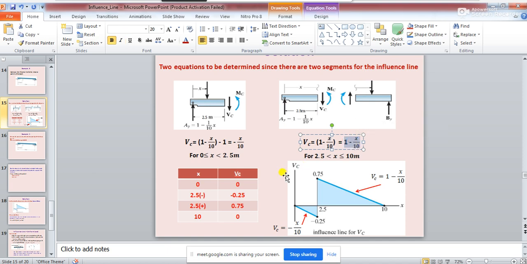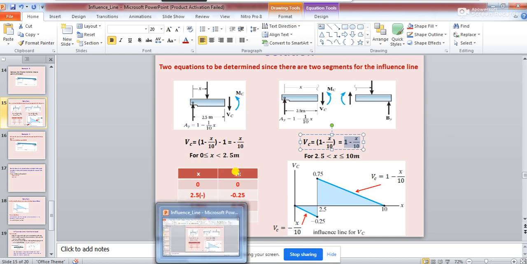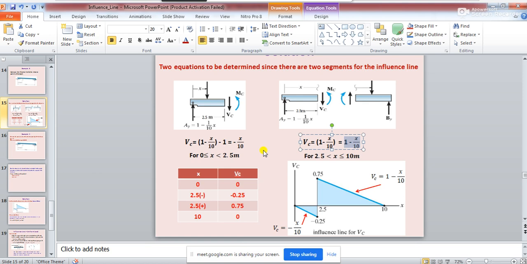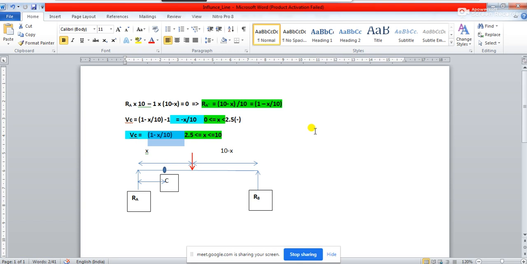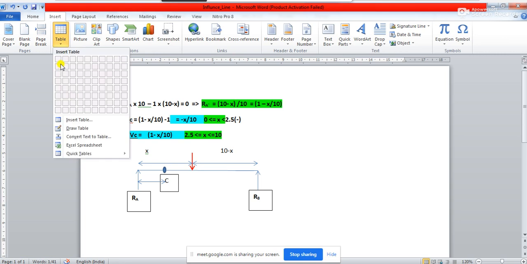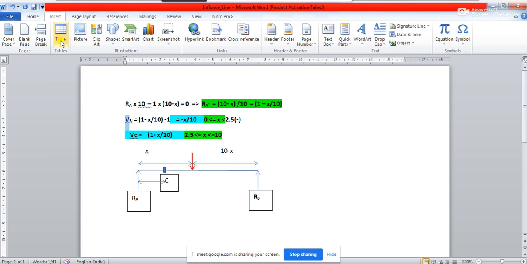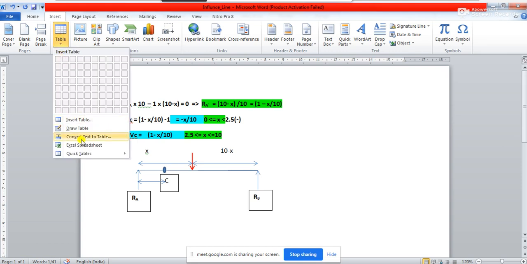Now, if we want to find the shape of the influence line diagram, we will have to find the values of Vc for different values of x. How do you do it?